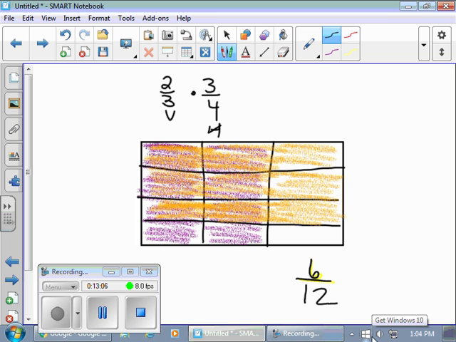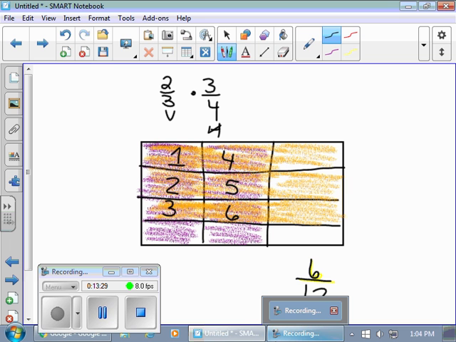Am I going to reduce? No, because I'm representing by a model. So I'm going to leave it as 6/12. Okay? Yes. Because they were shaded by both colors.